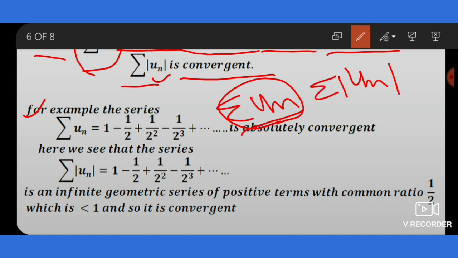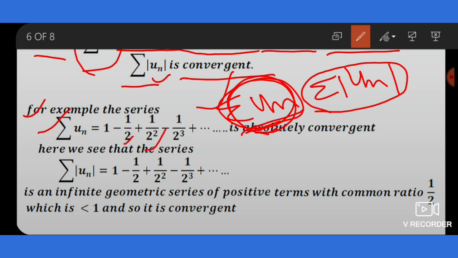But if a series summation un contains an infinite number of positive and an infinite number of negative terms, then summation un is absolutely convergent only if the series summation mod of un, obtained from summation un by making all its terms positive, is convergent. For example, the series summation un equal to 1 minus 1/2 plus 1/2 squared minus so on is absolutely convergent.